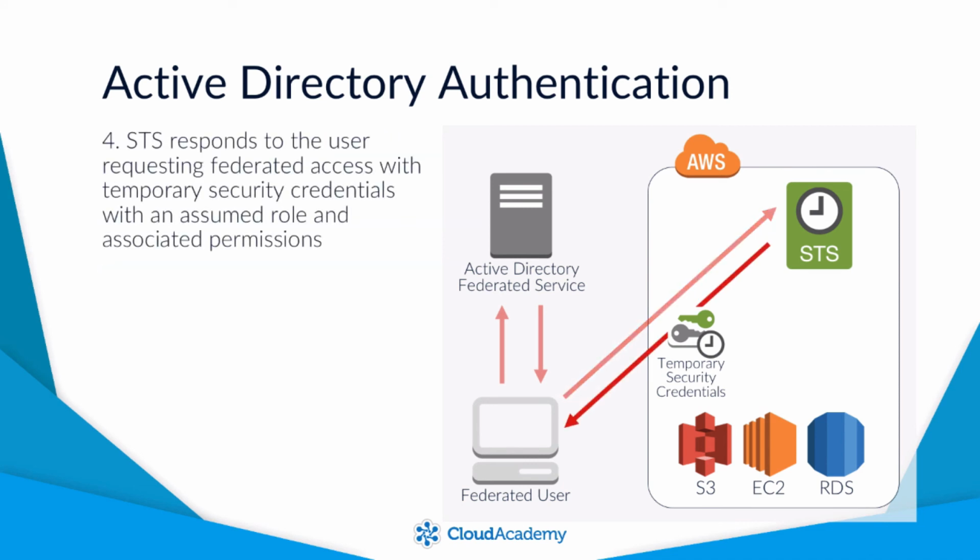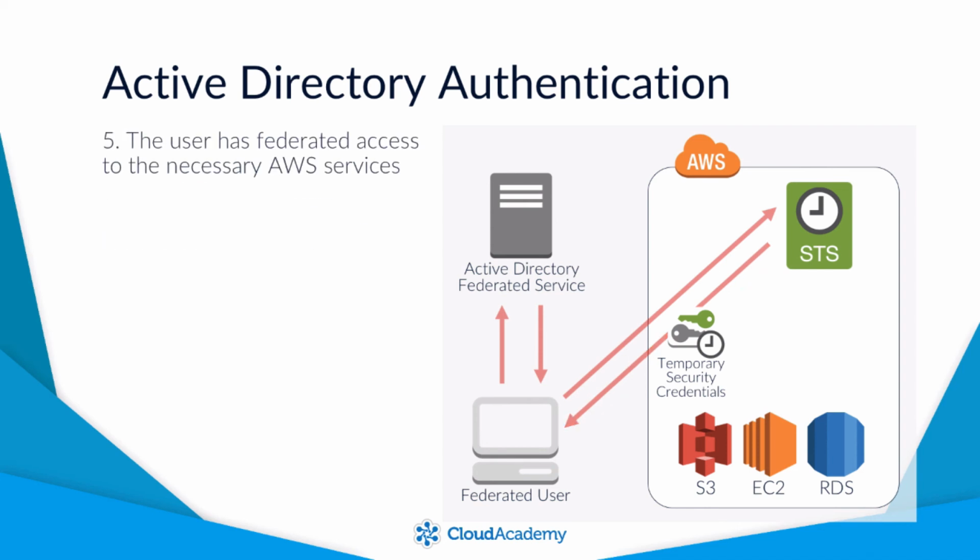STS then responds to the user requesting federated access with temporary security credentials with an assumed role and associated permissions, allowing S3, EC2 and RDS access as per our example. The user then has federated access to the necessary AWS services as per the role permissions. This is a very simple overview of how federation is instigated from the user for API access to specific AWS services. Corporate Identity Federation is always authenticated internally first by Active Directory before AWS.